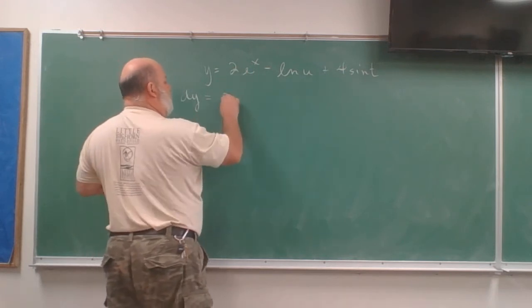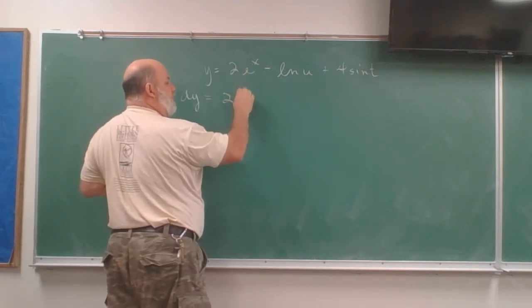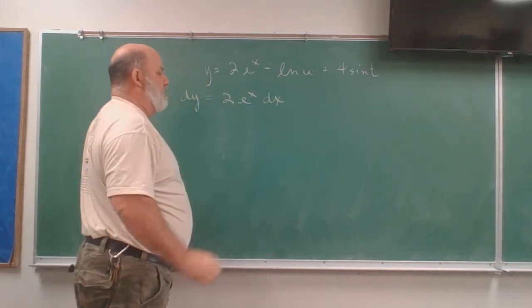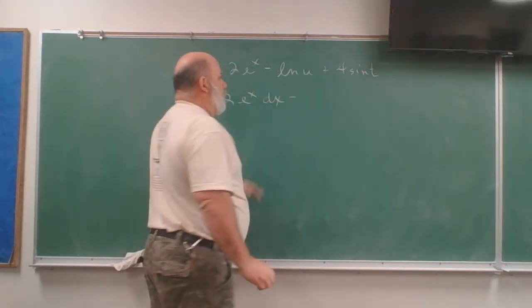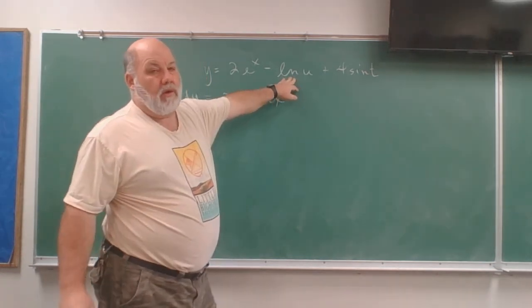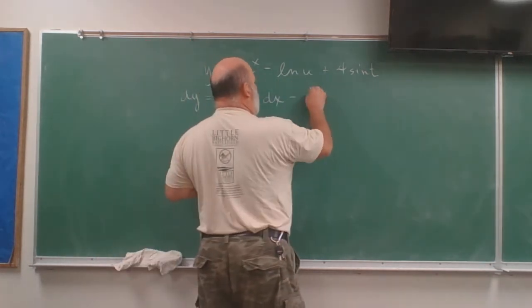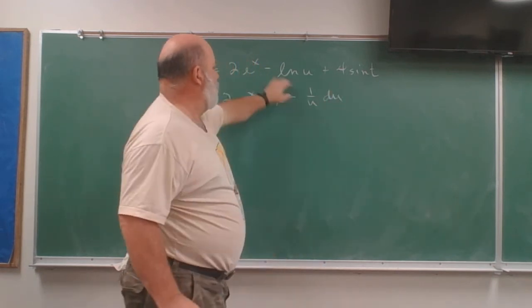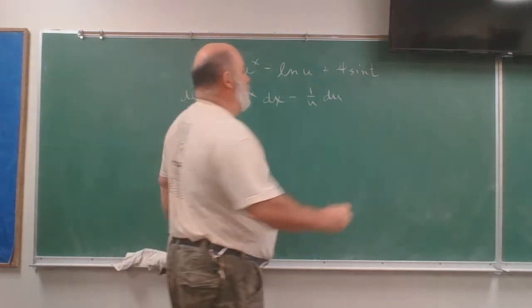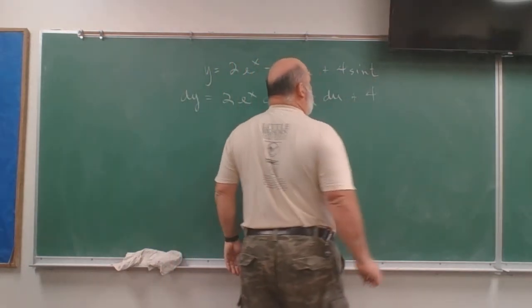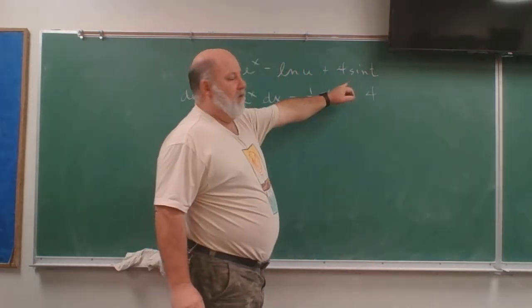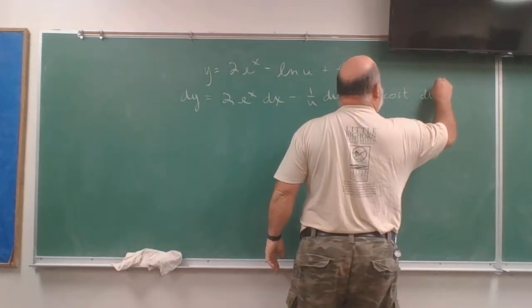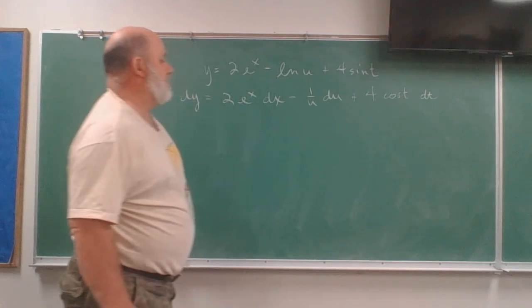So this will be 2. What's the derivative of e to the x? It's e to the x, and we add a dx to that. Minus, what's the derivative of the natural logarithm of u? It's 1 over u, and then we have a du out here. By the way, these are ones you should have memorized. And then plus 4, what's the derivative of sine? It's cosine t, and then we have a dt out to the side.